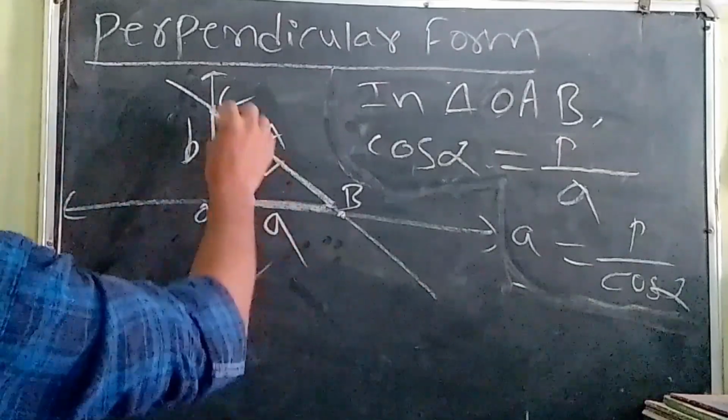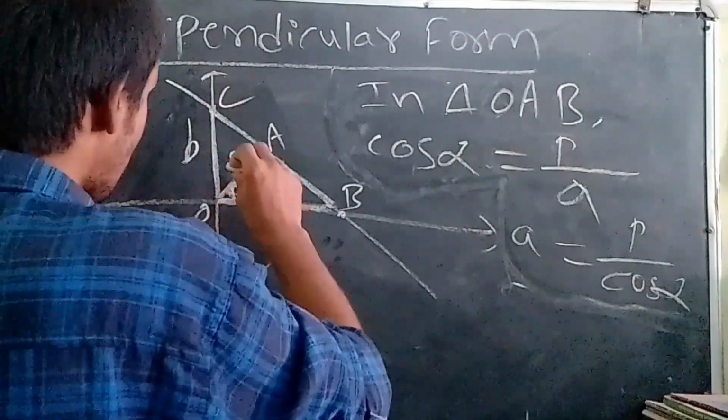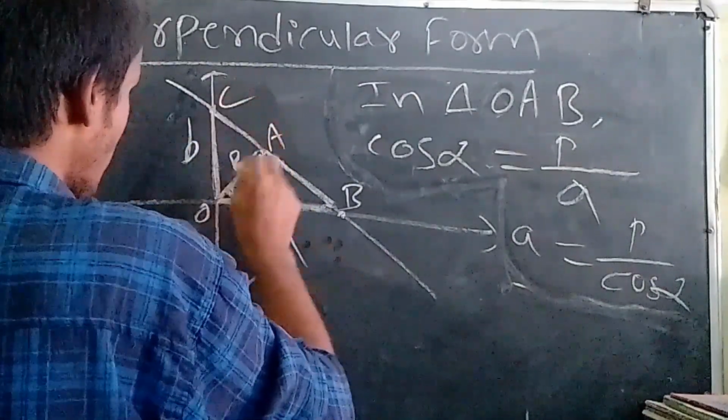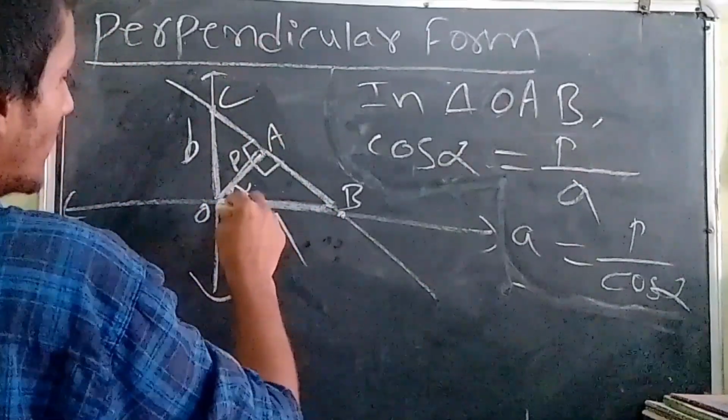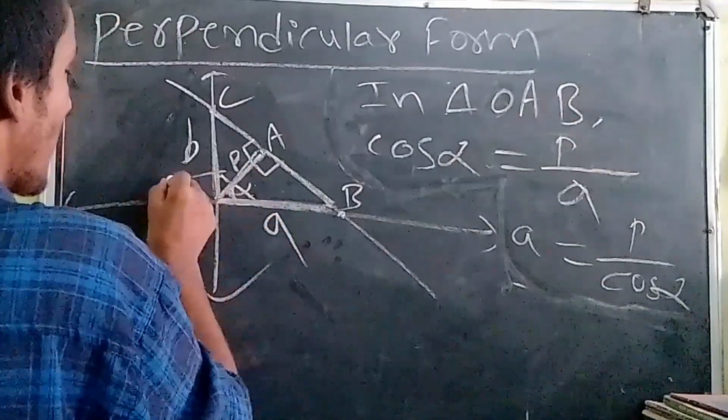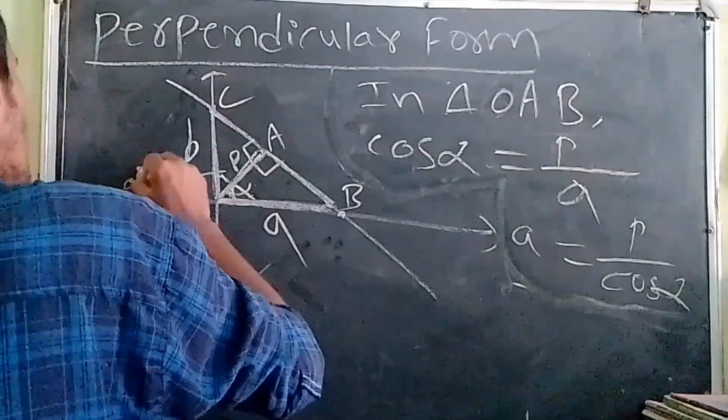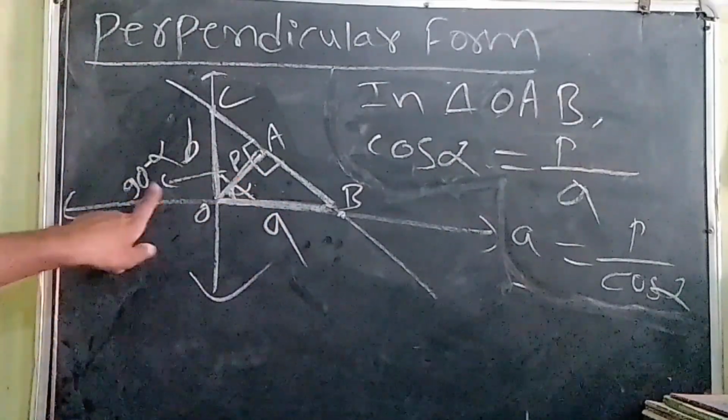So I have to use this triangle here, okay? So let's use this triangle. This here is 90 degrees, meaning it's a right angle triangle. And this is going to be 90 degrees minus alpha. So let me write it here: 90 minus alpha.